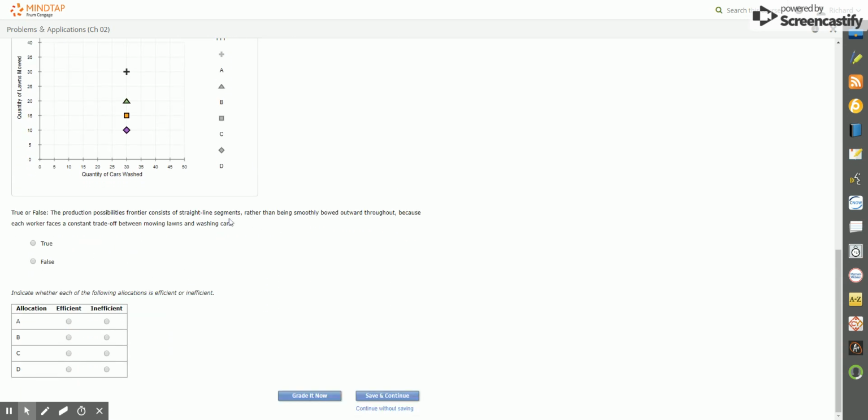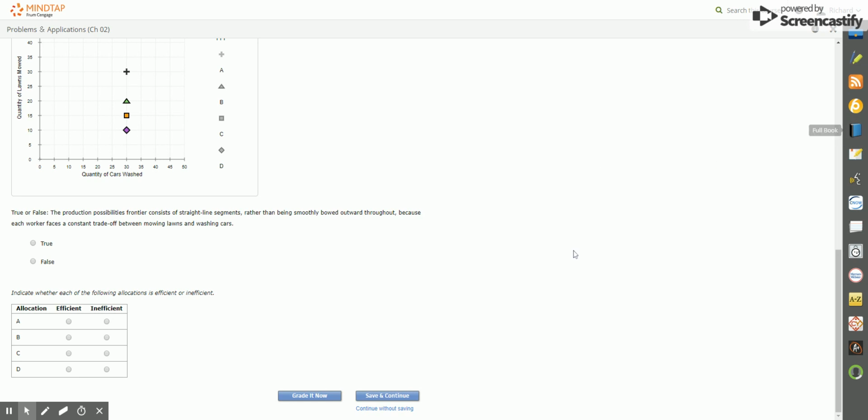You have a true-false question. But then, once you have a production possibilities frontier in here, you're asked, are those allocations, the A, B, C, and D, are they efficient or inefficient? Well, let's suppose I don't remember exactly what efficient and inefficient means. So one little tip, aside from, you can go back to the lecture notes, of course, but you can also go to the book.